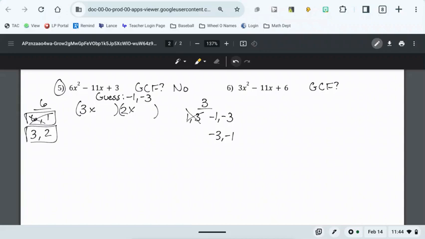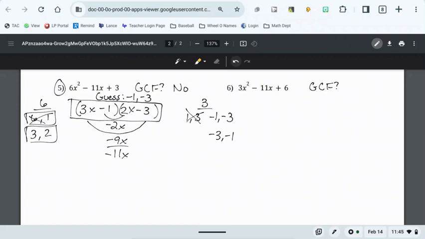Okay, so we have -1, -3. We do our smiley face check. -1 times 2x is -2x. 3 times -3 is -9x. And then we add those together, we get -11x. So that's what we were looking for. So this is our answer. That's how we factor 6x squared minus 11x plus 3.